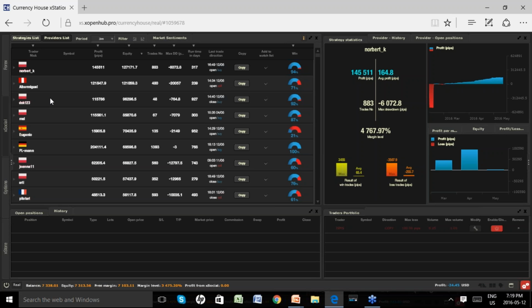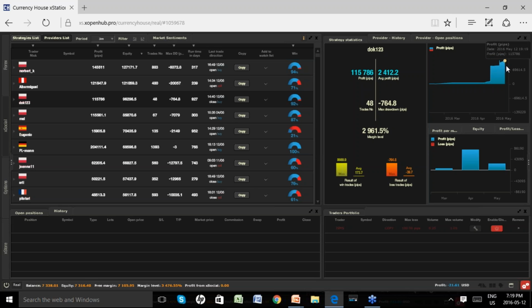So we've got DOK123 here. Let's check out his or her profile. Simply click, you'll see it highlighted, and it'll come up on the right here. Immediately, if we go to the profit and pips, we can see that the trader started very low for a few months, and then all of a sudden hit their stride and took off. They made an extremely profitable trade here, and it's been elevating ever since. So they've been on the up and up, and we're catching this trader trending upwards, which is a very good thing.